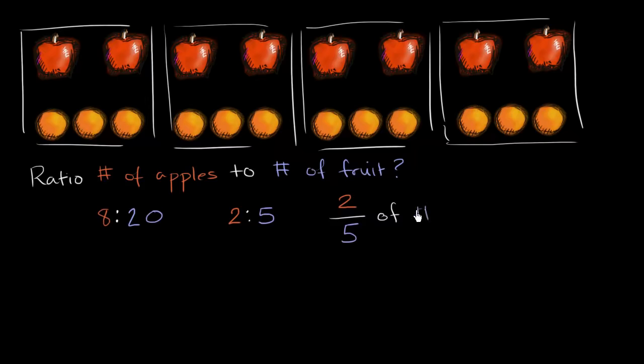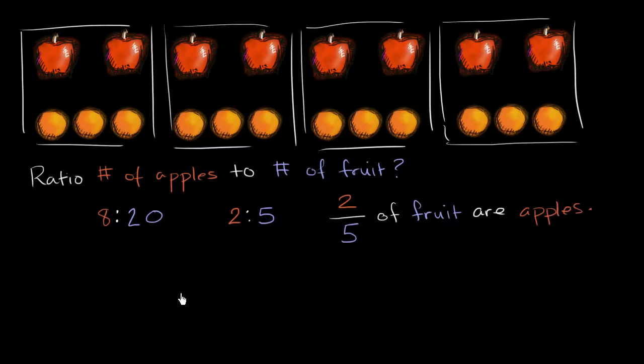of the number of fruit, I guess I could say, is equal to the number of apples, right? Let me just say 2/5 of fruit, if we're just speaking in more typical terms. 2/5 of fruit are apples. So once again, this is introducing another way of representing ratios.